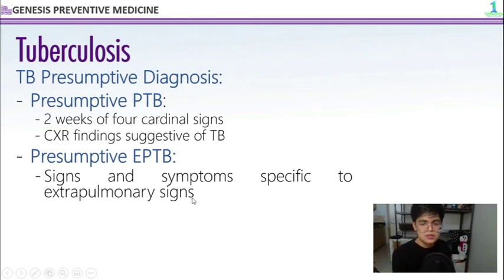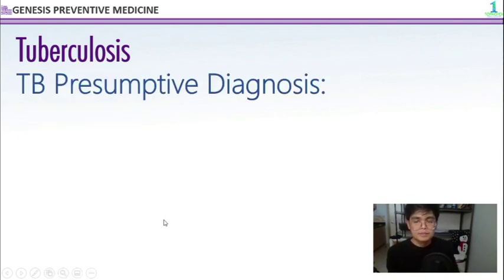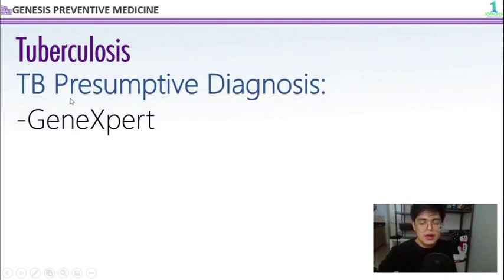There's a myriad of different EPTB signs and symptoms as you can study on your own or for the next PLE. So in particular for pediatric patients under 15 years old, the presumptive diagnosis will include unexplained cough or wheezing for 2 weeks, unexplained fever, unexplained weight loss, or failure to thrive. So that's for 15 years old and below. Okay, whenever a person falls under TB presumptive diagnosis, they're candidates for GeneXpert.